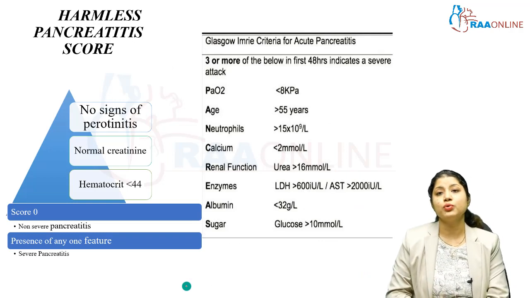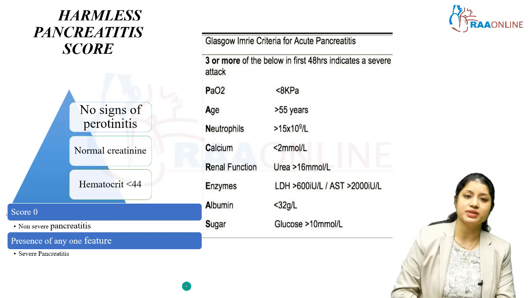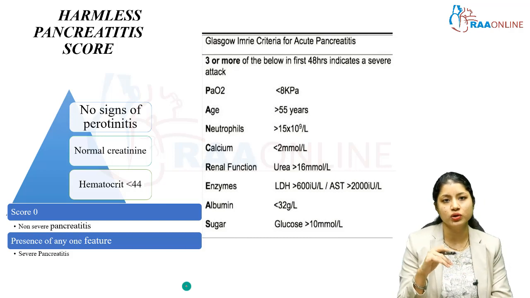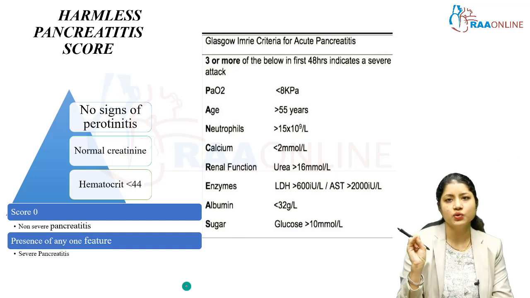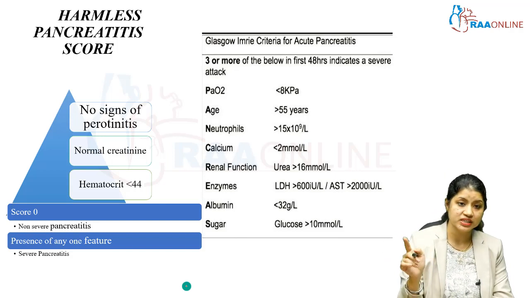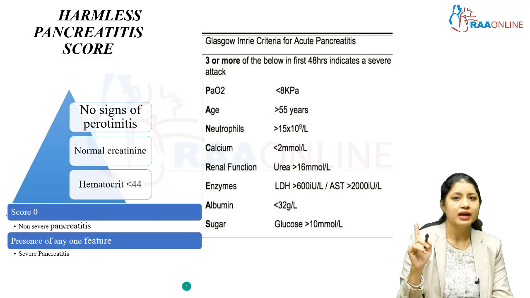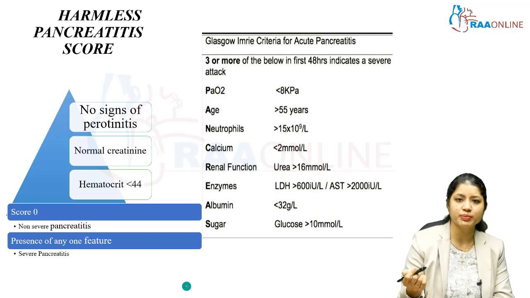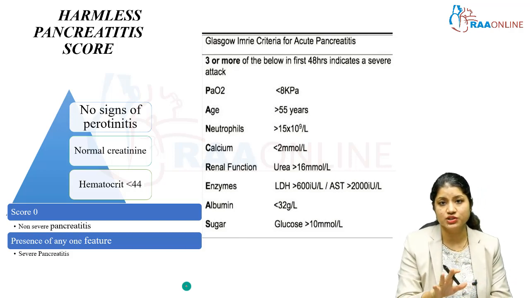Then another very important score, which is a favorite among examiners, that is the Harmless Acute Pancreatitis score or HAP score. This has 3 parameters: no signs of peritonitis, normal creatinine and hematocrit less than 44. So you have these 3 parameters, each parameter having a score of 1. If you get a score of 0, it's a non-severe pancreatitis, and at least a score of 1, it's a severe pancreatitis. So this is much easier to remember.